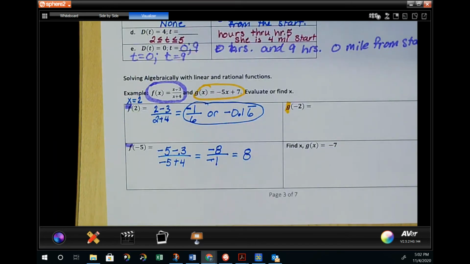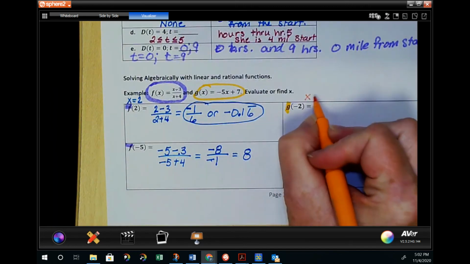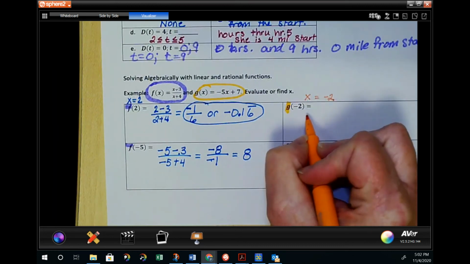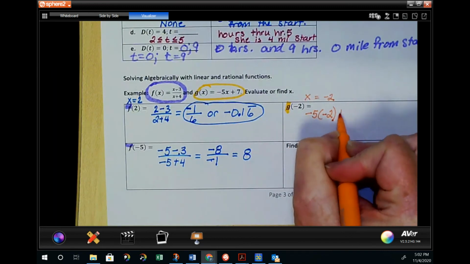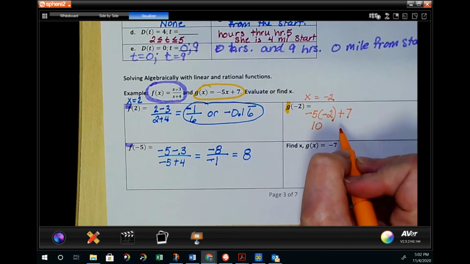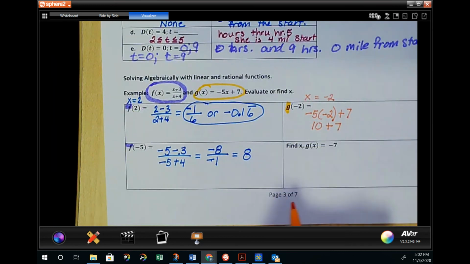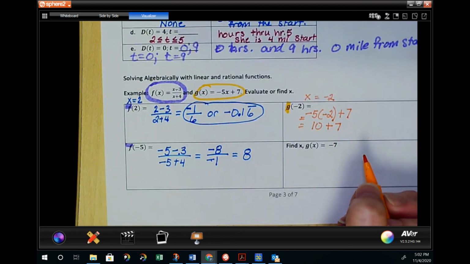Okay, the last one we're doing on this is going to be function g. So now I'm plugging in negative 2 for function g. I'm plugging in x equals negative 2. So we have negative 5 times negative 2 plus 7. And then negative 5 times negative 2 is positive 10. And then I'm going to go plus 7. And then 10 plus 7 ends up being 17.